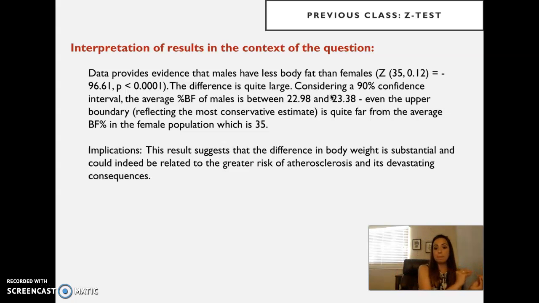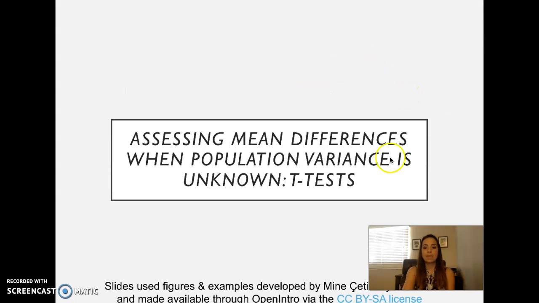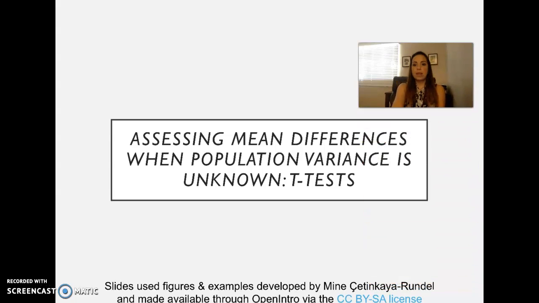So something may be statistically significant, but the difference might not be that large, right? 10% of difference in body fat percentage is a lot of difference, right? It could be impactful clinically. All right, so now we're ready to move on.